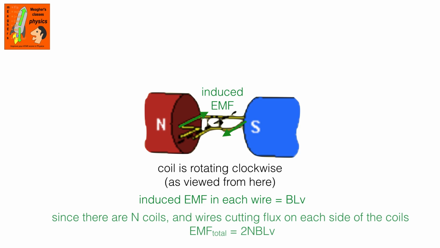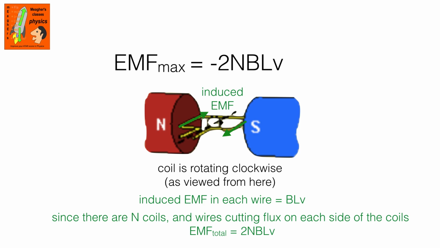So the EMF total in this instance is going to be 2NBLV. And as we said, this is where this is occurring right here, right now. This is where the maximum EMF is induced. So we can say the EMF maximum is negative 2NBLV, and that's when it's parallel to the magnetic field. That's going to be the maximum EMF induced.